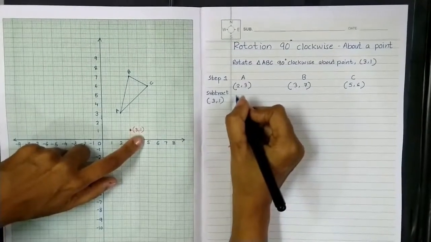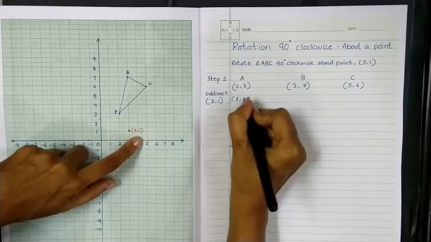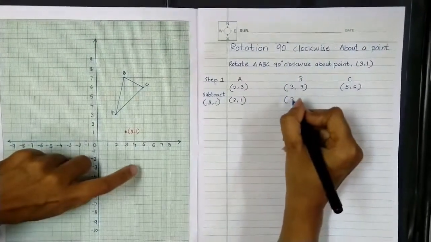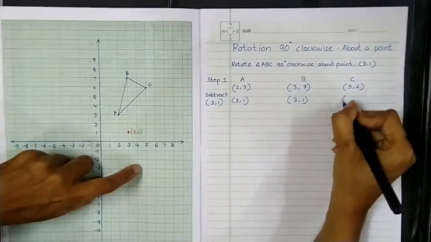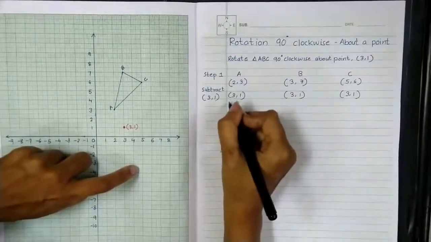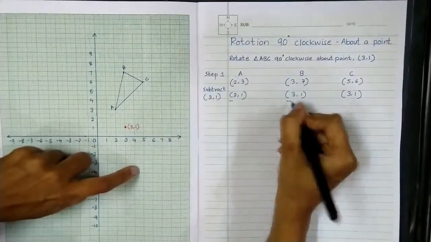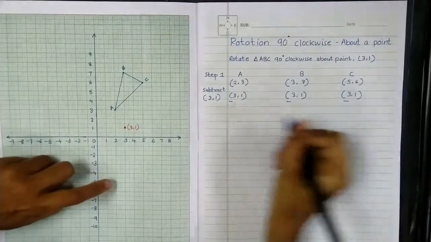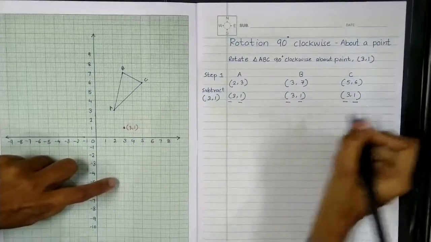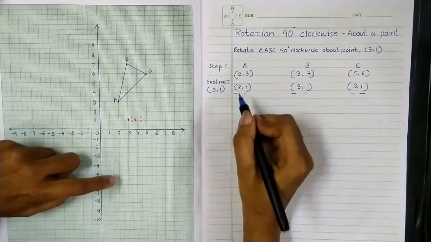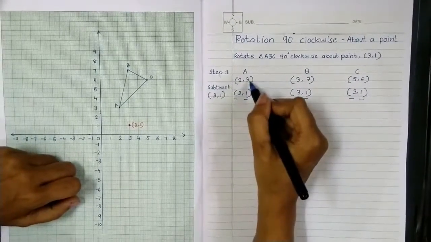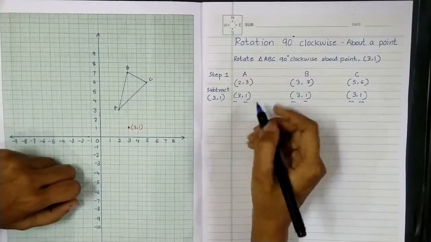So I have to subtract point (3, 1) from the original coordinates of A, B and C. So everywhere I am going to subtract point (3, 1). Since I am going to subtract it, I am writing this subtraction sign everywhere. So how do we subtract? We subtract x coordinate from the other x coordinate and y coordinate from the other y coordinate.